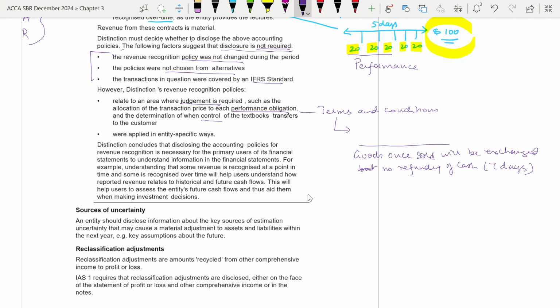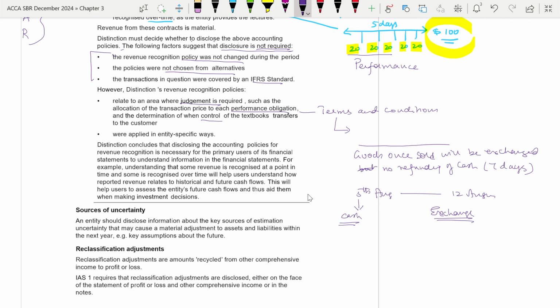No. You purchased on 5th of August. You have the time till 12th of August, only for what? Only for exchange. Transaction happened here. You received cash. Done. Transaction is complete. You are not going to refund cash. You are only making an exchange.